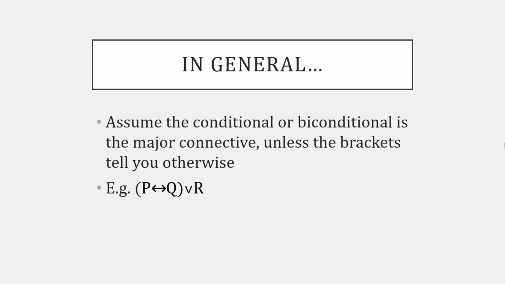OK. So in general, the conditional or biconditional is the major connective unless the brackets tell you otherwise. So here, I've made the or the major connective by using brackets, right? If you put brackets around the biconditional, then now the major connective is the or statement.